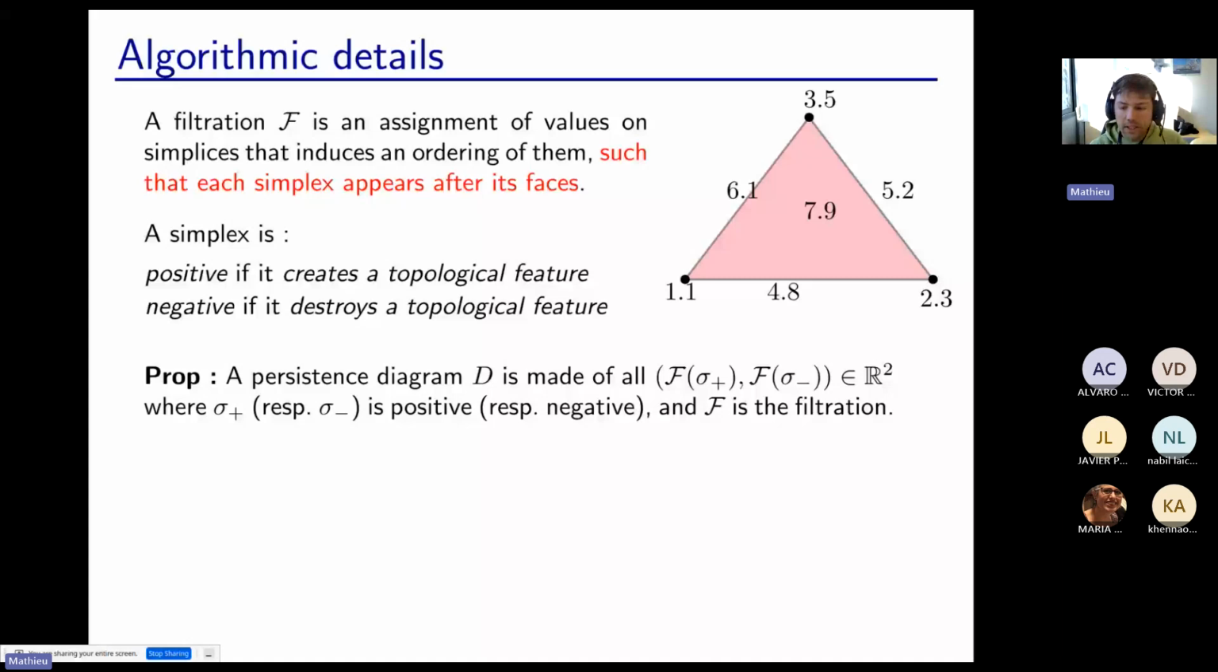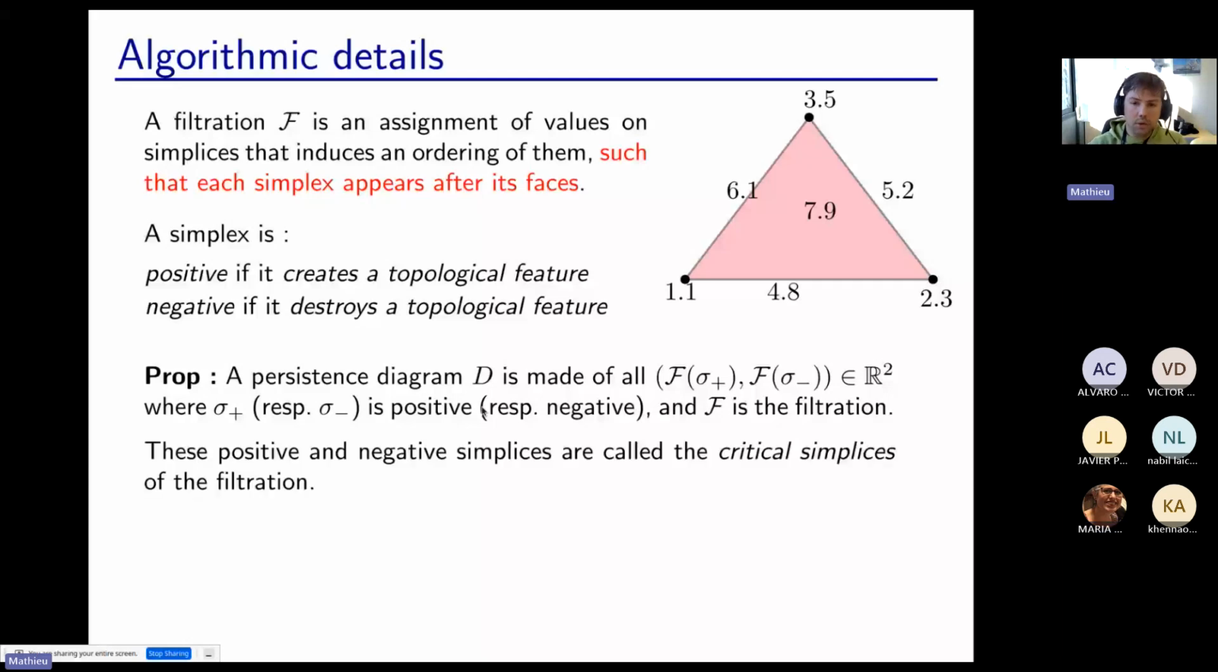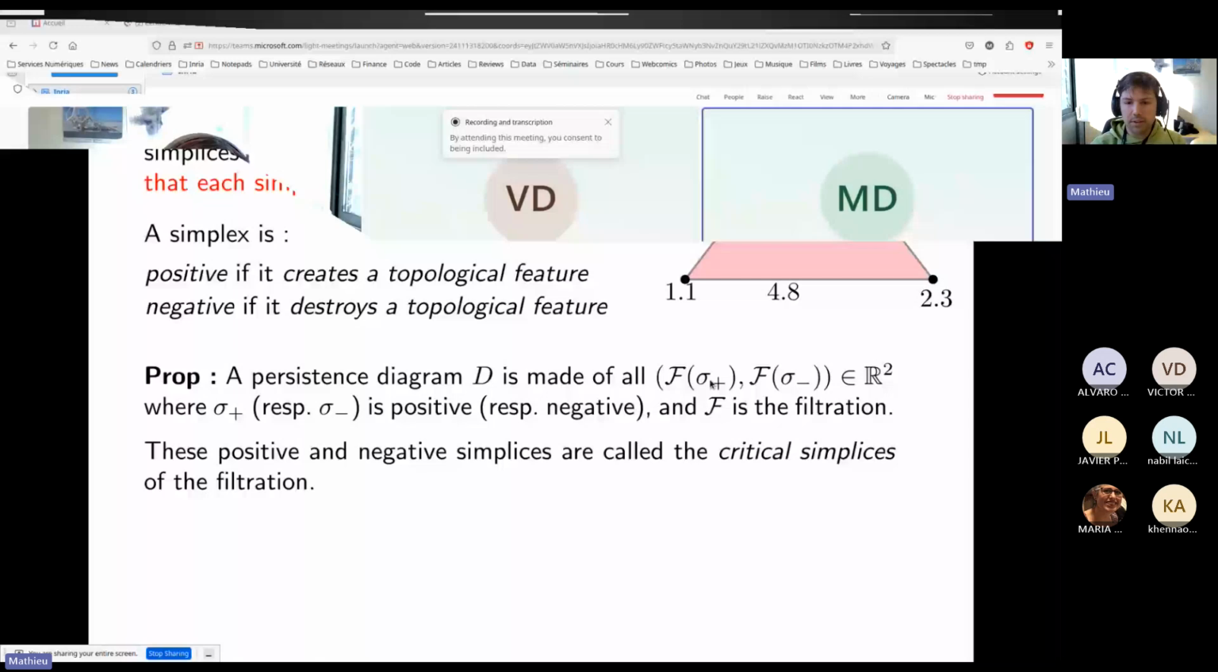The message of this is that, based on that, it's easy to see that in a persistence diagram, it's almost tautological: every point is always the filtration value of some positive and some negative simplex. You usually call those the critical simplices, and then you're almost done. Because then the gradient of a persistence diagram point with respect, for instance, to the filtration will just be the gradient of the filtration itself applied on the corresponding critical simplices. Here's an easy example.